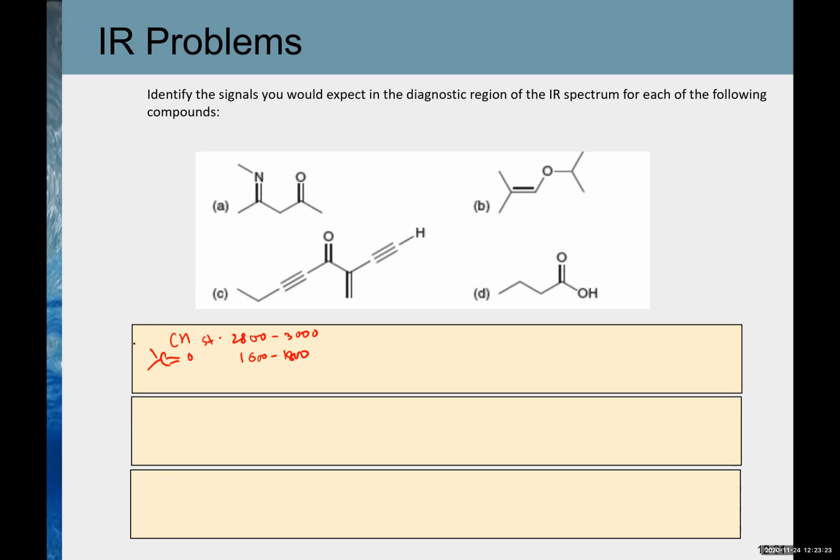How about B? So this is for A. How about B? What peaks do we expect to see? Ignore the 2800 one. That's going to be there all the time, no matter what organic compound you have, because all organic compounds are going to have a CH, right? So let's ignore the CH at 2800 because that's always going to be there. Let's label other than that. What other peak? CO bond. And at what position?